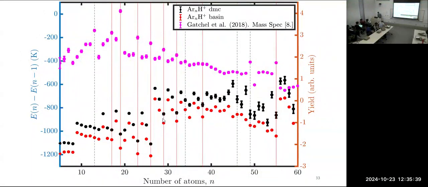For example, the deepest bound structure here is with 26 atoms. This E of n minus E of n minus 1 is very large and negative, which means that it costs a lot of energy to remove an atom from that cluster. So if that cluster is formed, it's going to stay in a more stable configuration, and these stable configurations are the ones most likely to be found. On the next slide, I'm going to show the geometries of what these configurations look like.